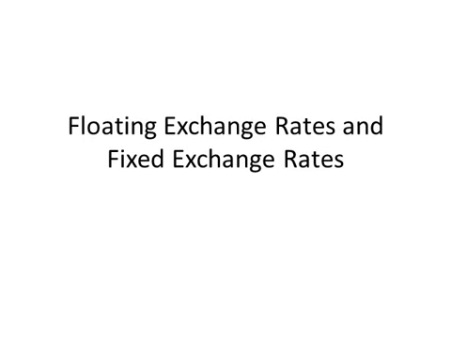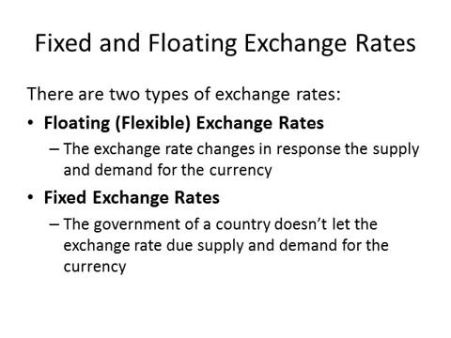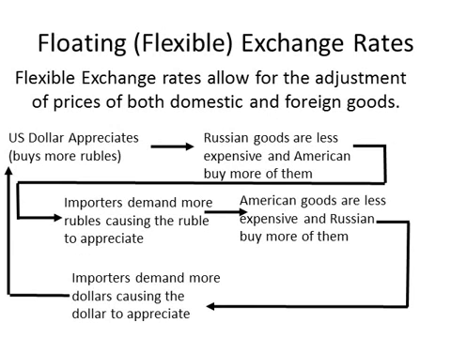There are two types of exchange rates: floating exchange rates and fixed exchange rates. So let's take a minute and look at each one of these. A floating or flexible exchange rate means that the exchange rate is allowed to change in response to the supply and demand for the currency. With fixed exchange rates, the government of the country doesn't let the exchange rate change due to changes in the supply and demand for the currency.